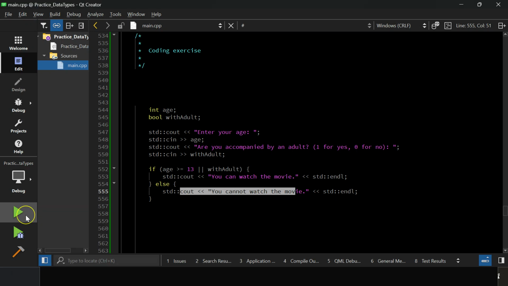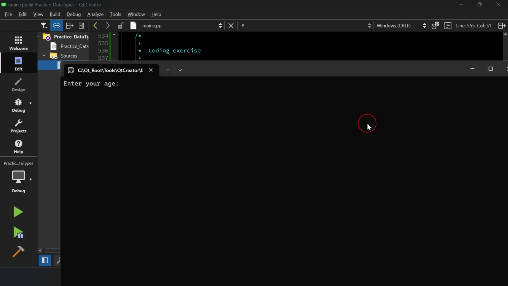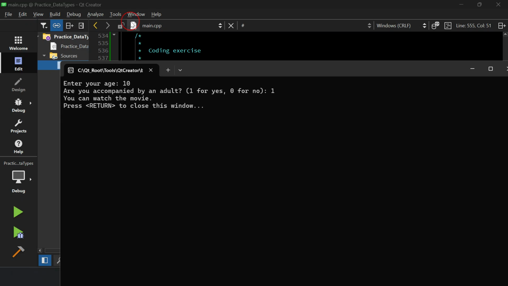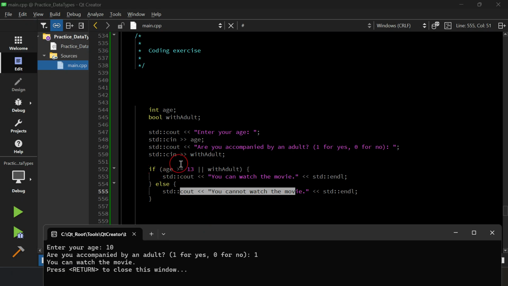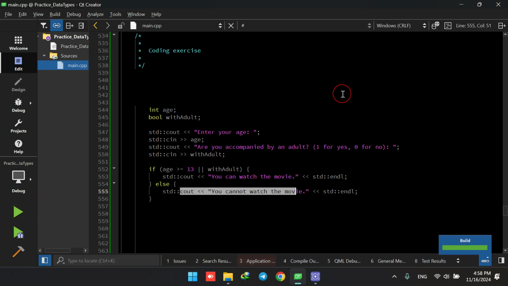So let's try another one. I would say I am 10. Are you accompanied by an adult? I would say yes. It says you can watch the movie. So I am not older than 13. However, I am being accompanied by an adult. So the first condition is not met, but the second condition is met. Therefore, we enter here.